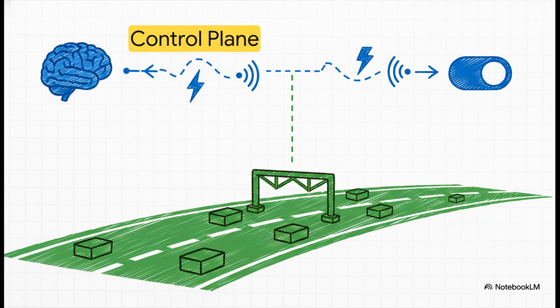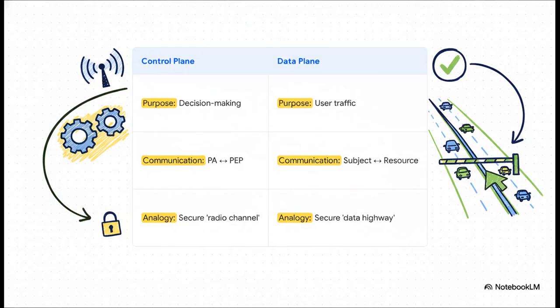This whole conversation we just described, the request, the decision, the command, it doesn't happen on the same road as your actual data. It's all split between what we call the control plane and the data plane. Think of it like this. The control plane is like a secure private radio channel. It's just for the security team, the PA and the PEP, to talk to each other. Hey, can this person get in? Yep, let him through.